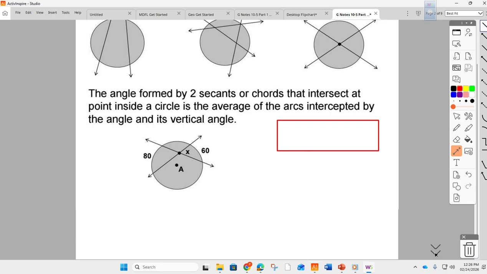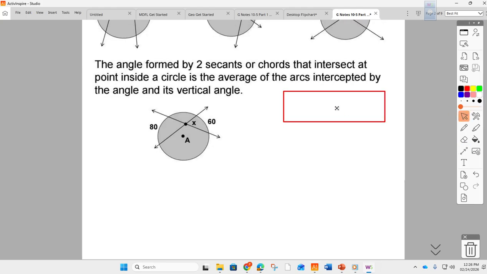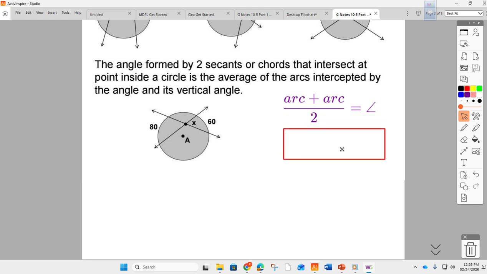But this new rule says if we have 2 secants that cross in a circle and they create these vertical angles, the measure of the arc on either side of those secants that's intersected by those angles, if you add them together and divide by 2, we'll know what that angle measure is. So the arc plus the arc divided by 2 equals the measure of that angle created by the 2 secants.